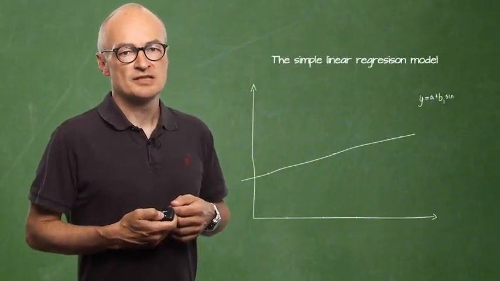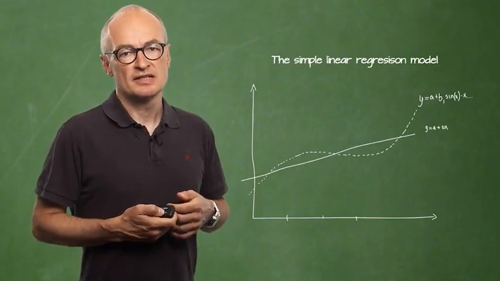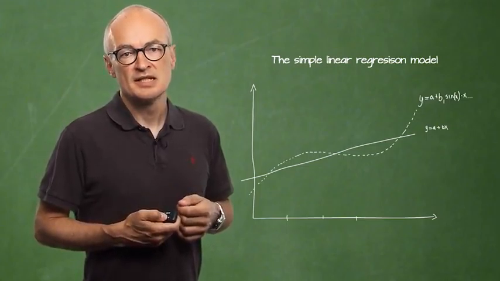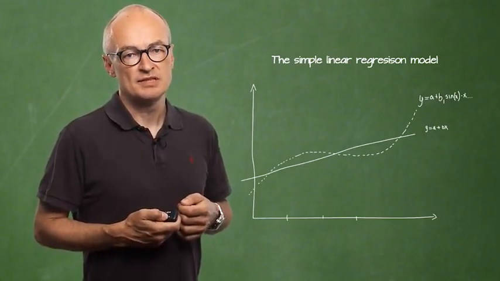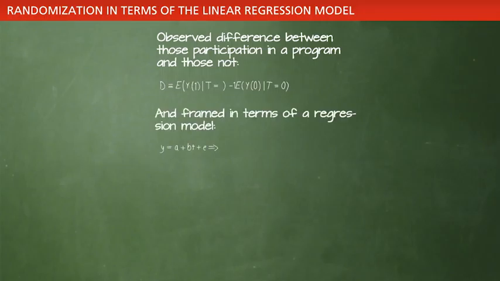How does this new notation relate to the notation of our simple linear regression model? It turns out that there's a simple correspondence. We now write our independent variable T for treatment. It is now a so-called dummy variable that takes the value 1 when treated and 0 when not treated. Then we can write the average outcome for the treated as the constant term plus the coefficient of the treatment variable, and we can write the average outcome for the non-treated as the constant term. The average difference between the two groups is then just the regression coefficient.